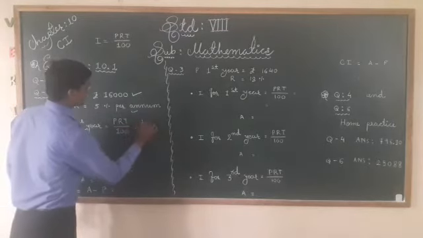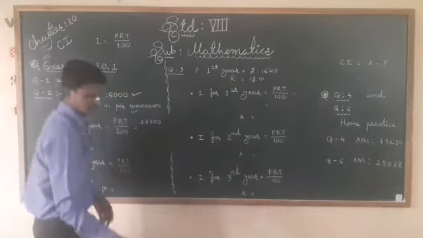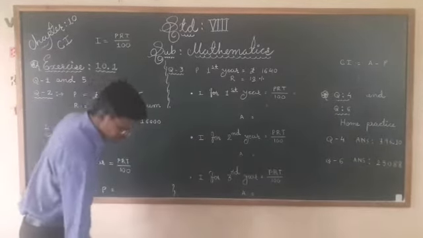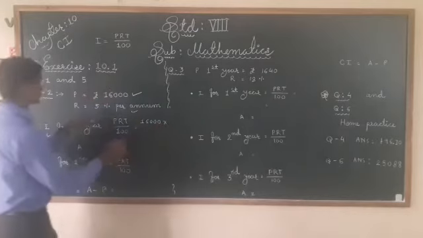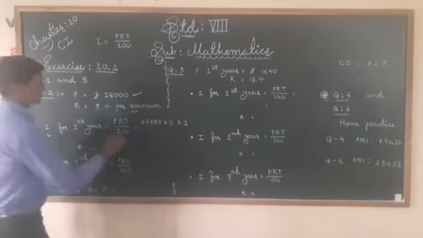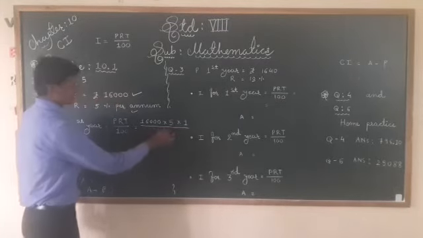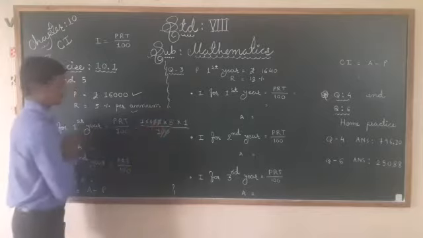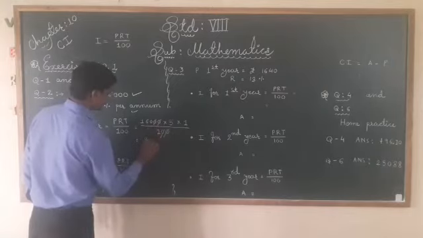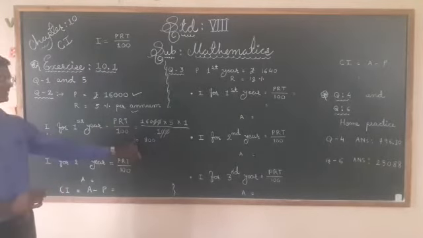So P is 16,000, rate is 5%, and T is 1, and divide by 100. Okay, so 2 zeros are out. Now 16 fives are 80, 80 into 10 means 800. So here our answer is 800 for the first year interest.